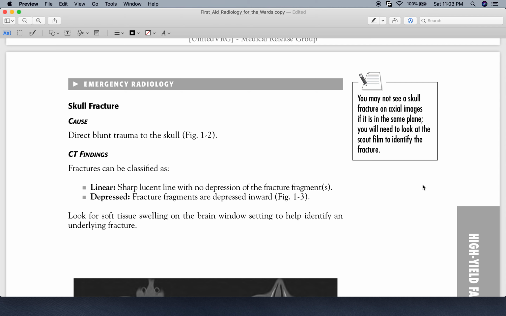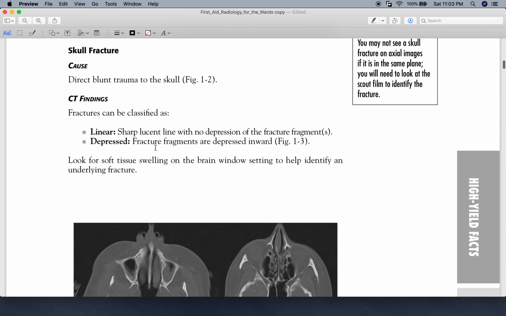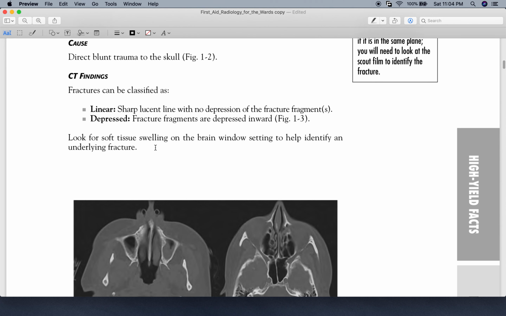So, the skull fracture. The cause of the skull fracture is basically a direct blunt trauma to the skull, as we will see in figure 2. The CT findings in this case are the following. The CT findings can be classified according to the fracture that we have into linear fracture and depressed fracture.